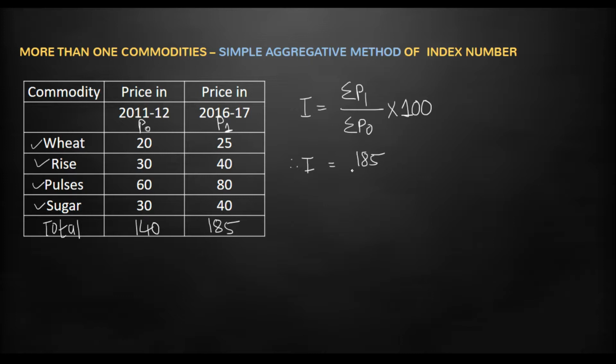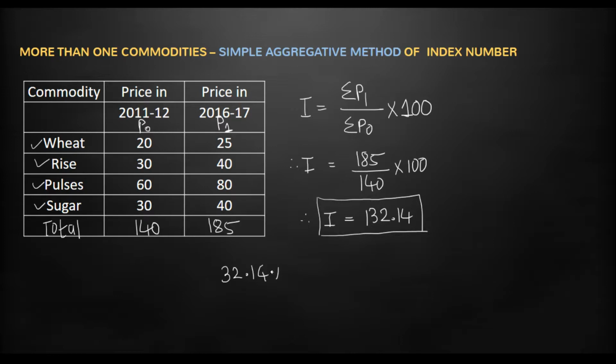Sigma P1 is 185 and sigma P0 is 140 into 100, and this will give me the answer of index number to be roughly 132.14, right? Now if someone asks you what is the percentage change, then you can simply say the price has been increased by 32.14% in the year 2016-17 in comparison to the year 2011-12. So keep in mind, when you are asked the percentage change, you simply have to deduct 100 from the answer of index number. So this is the method of simple aggregative, right?